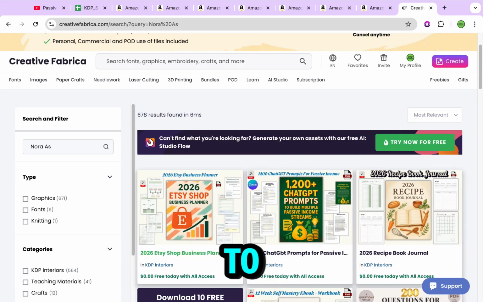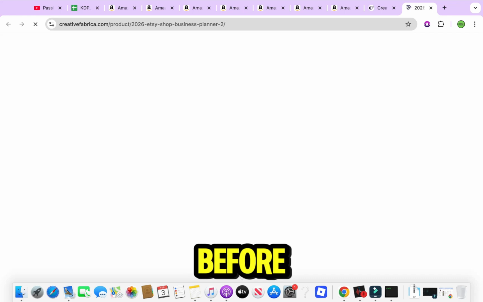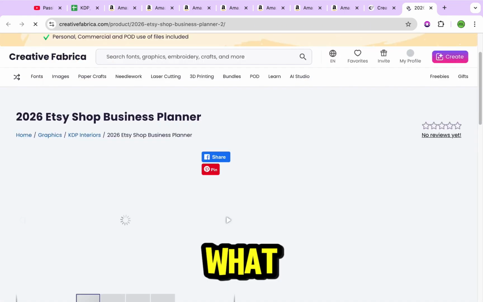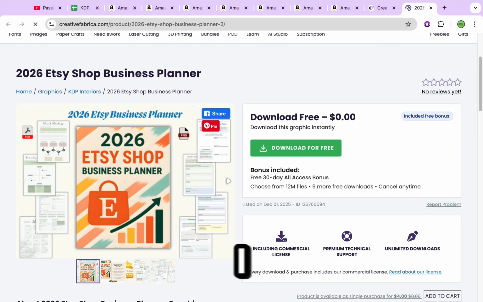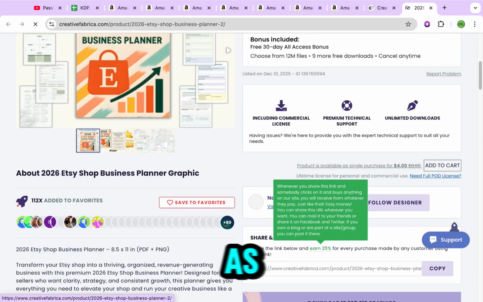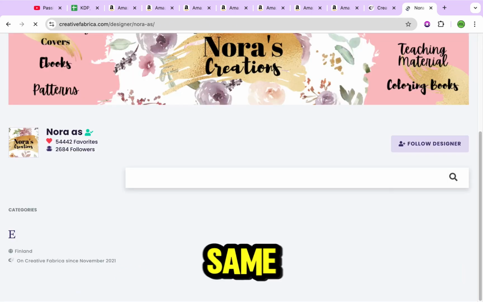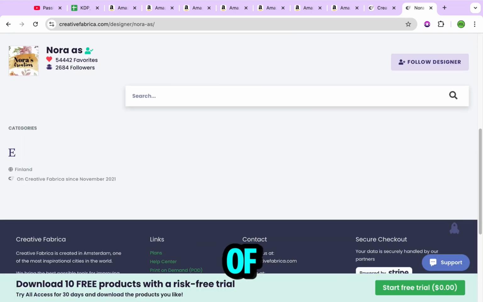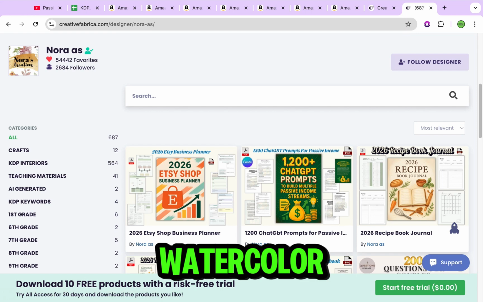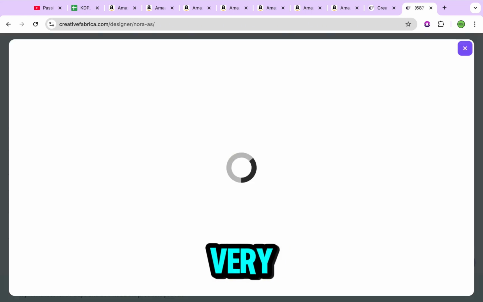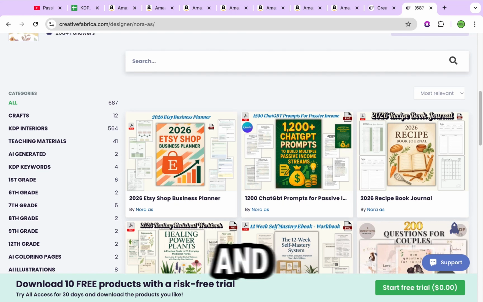I pay attention to the negative reviews before the positive reviews, because that really helps me to understand what the gaps in that product are and how I can fill in these gaps as a KDP publisher, so people won't complain of the same as well. We've got a couple of lovely interiors, mostly watercolor, mostly floral, as you can see right over here. Very aesthetically pleasing and quite complex designs as well.